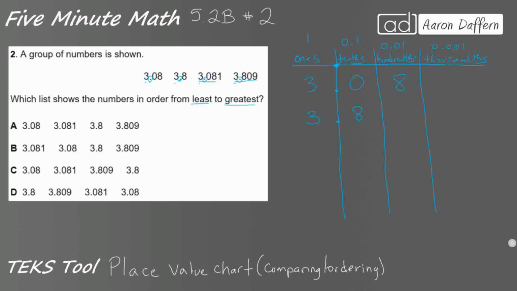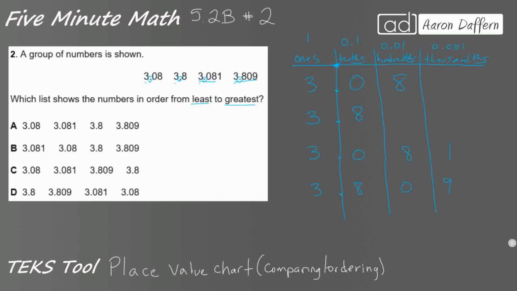Now my numbers get a little bit bigger. I've got 3 and 81 thousandths. So I want to make sure I get that 0 in that tenths place. I've got my 81 in the hundredths and the thousandths place, but I need that 0. And then I finally have this last one, 3.809, 3 and 809 thousandths. I've got my four numbers.